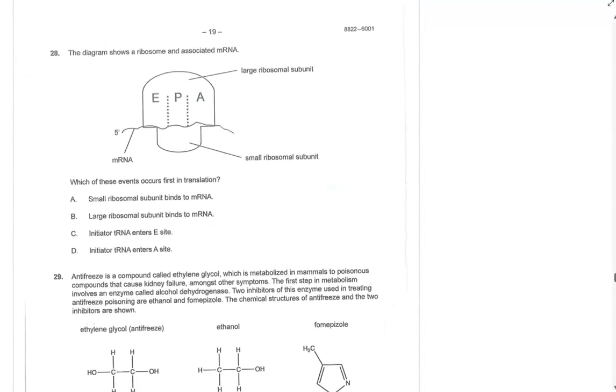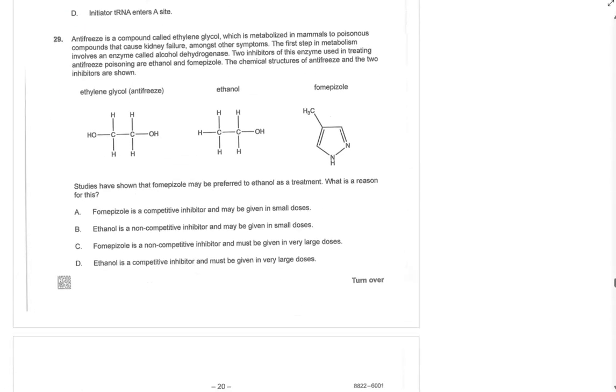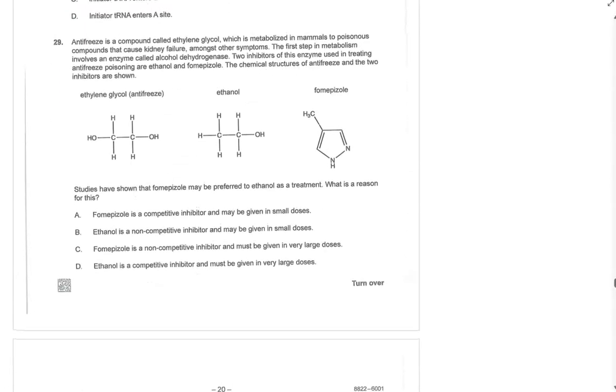Okay, so then 28, our dancing monkey. So what occurs first? The small ribosomal subunit binds to the mRNA. Bingo! There we go. So then antifreeze is a compound called ethylene glycol, metabolized in mammals.